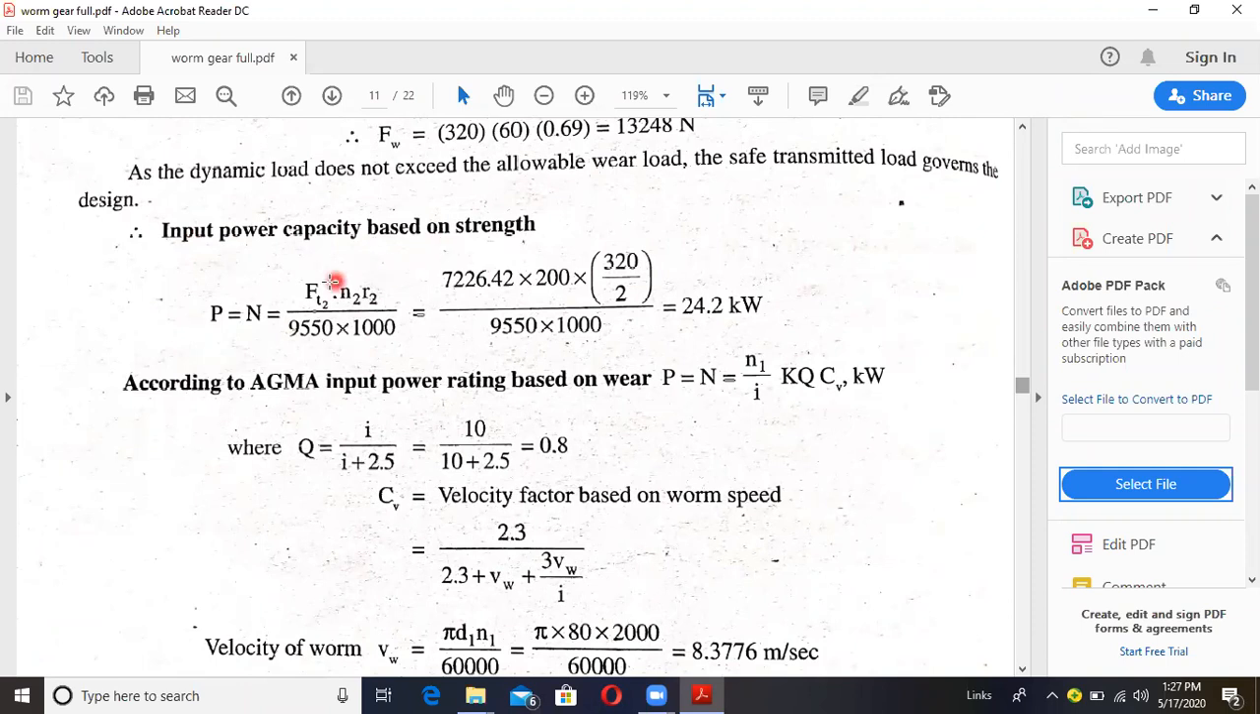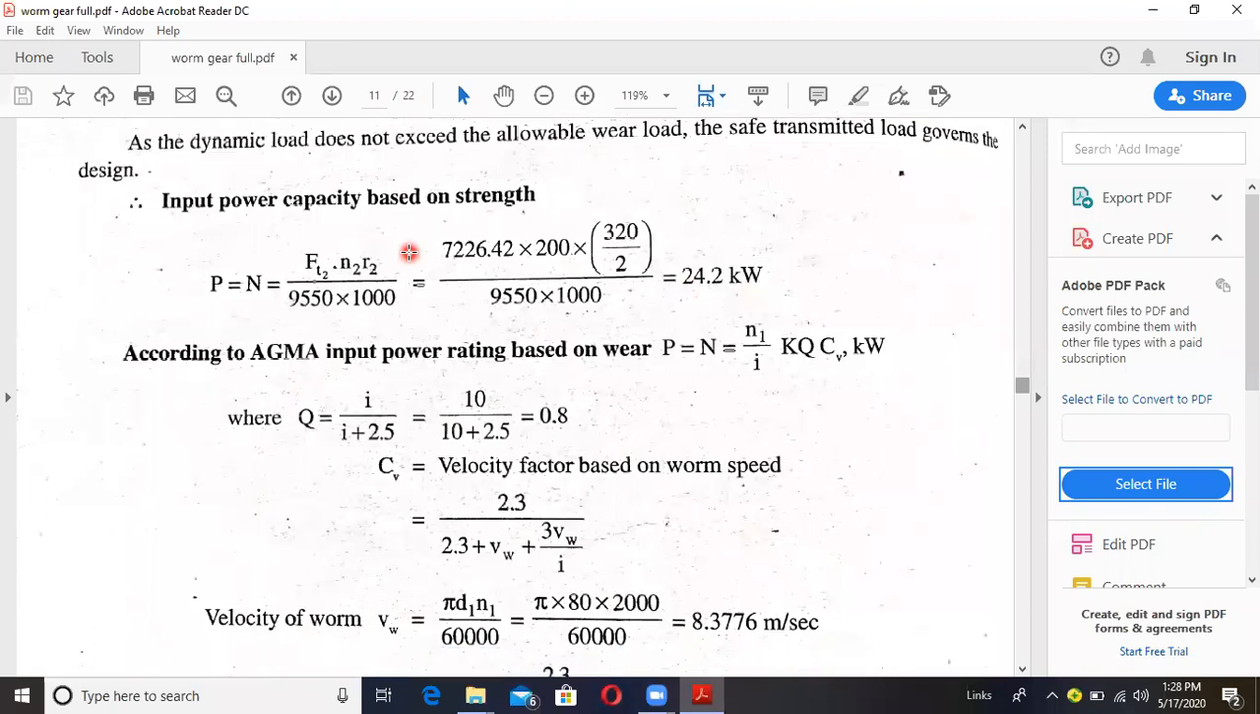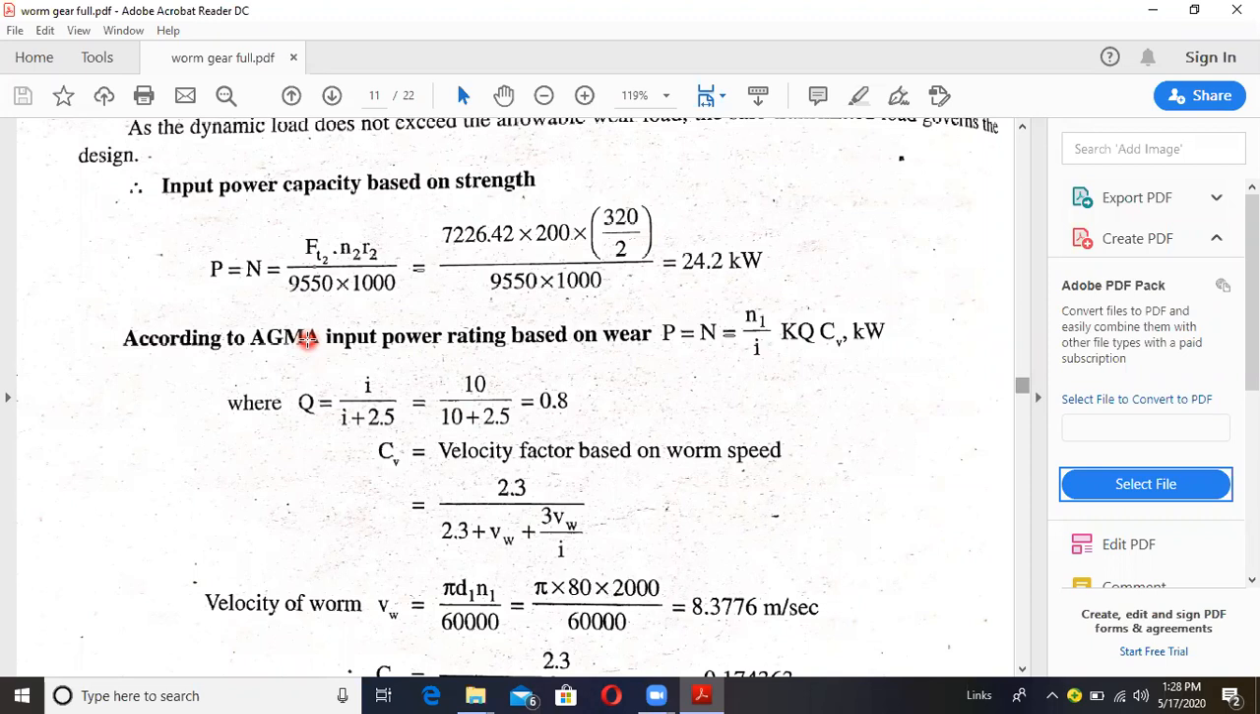You know the formula: Ft2 is equal to 9550 into 1000 into N divided by N2 into R2. Cross multiplying, we get power is equal to Ft2 into N2 into R2 divided by 9550 into 1000. Substitute Ft2, N2, and R2, where R2 is equal to D2 by 2. Then we will get power is equal to 24.2 kilowatt. So this is the power based upon the strength. Understood?